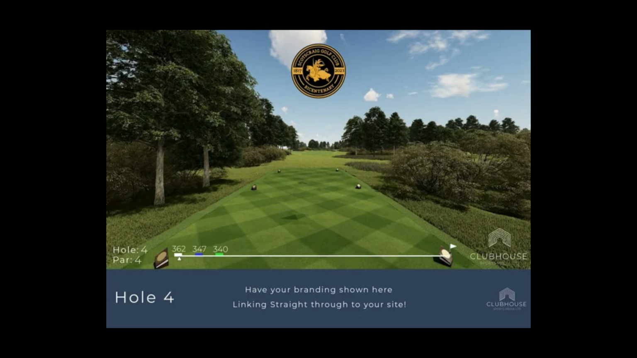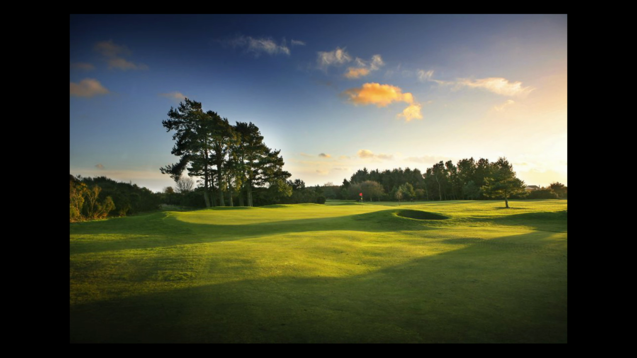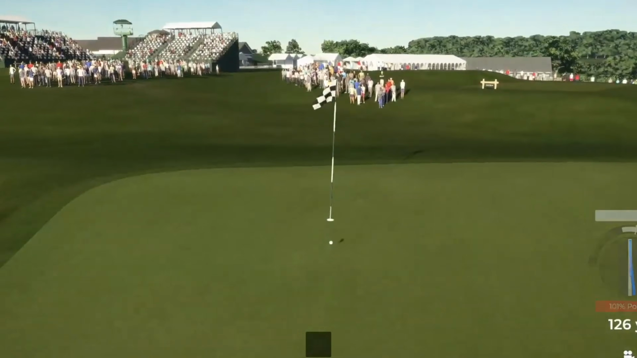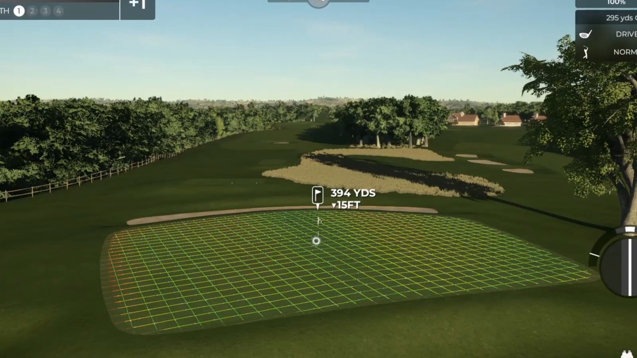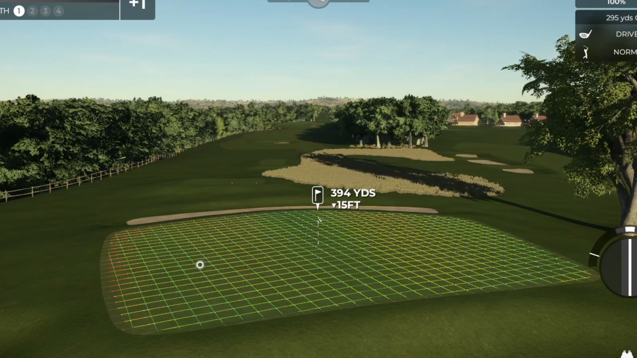With modern day technology, me and you could probably make it. The bunker sits at the short right of the green, but this isn't the only bad place to miss. That's because the green falls away from all sides, so it is more important to find the fairway with your drive and set up your approach shot for a successful one putt or maybe even par here on this facility. Now, it's easy to see why C.B. Macdonald wanted to bring this idea back to the United States, even when it never gave his hole much credit in his writings. The version he later brought was at Piping Rock in New York.